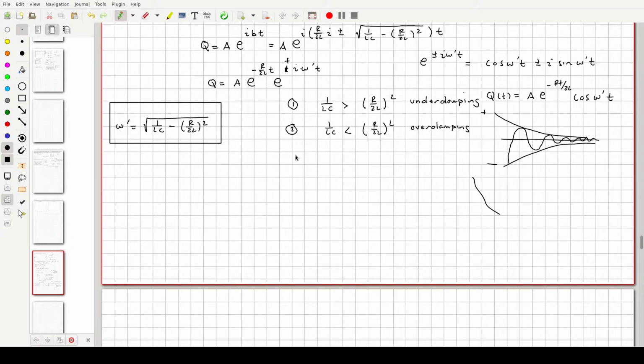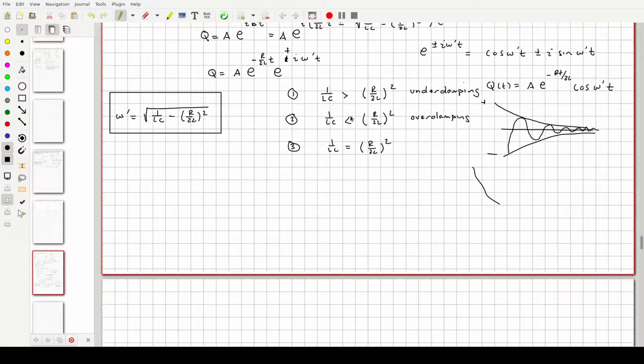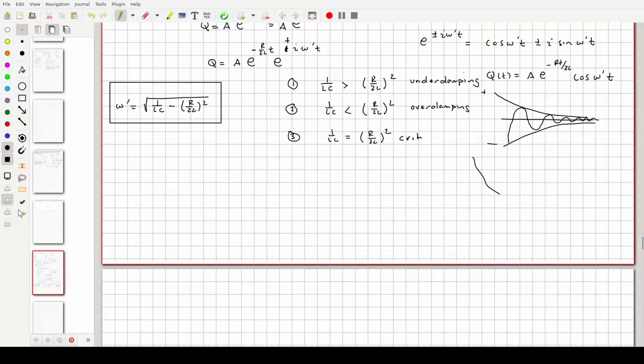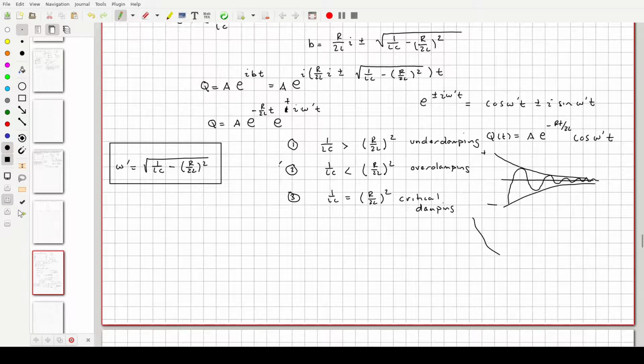Now there is a third option. The third option would be when 1 over LC is equal to R over 2L squared. In that case, omega prime is equal to 0. This is 0. And then you just have damping, and that's it. And it's not as, I guess, overzealous as overdamping is. We call that critical damping. Now, what we're interested in in this class are situations in which things are allowed to oscillate back and forth in the circuit. These are both valid, but it's the underdamping situation that's a little bit more interesting to us. So we're going to go with that solution.